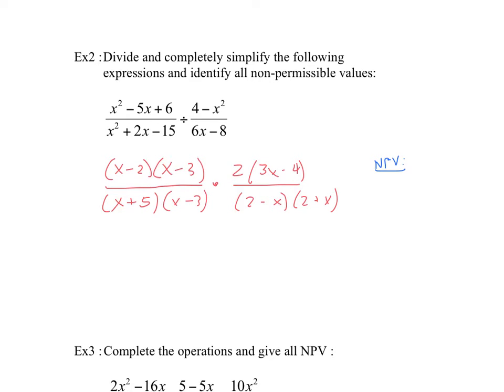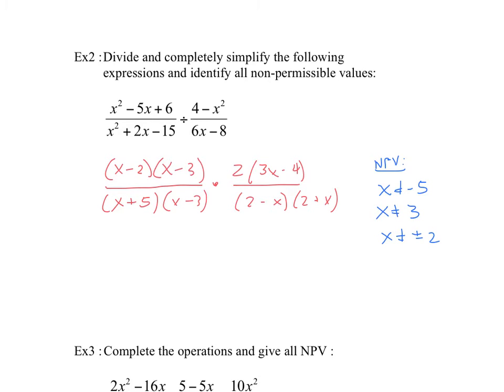Okay, well these are pretty easy. We just look at the denominator here. So we have x equals negative 5 is a non-permissible value. We have x equals positive 3. So again, any x values that make the denominator equal 0. We have x equals 2, so 2 minus 2 is 0. We also have minus 2, so 2 minus 2 is 0. So x cannot equal plus or minus 2.